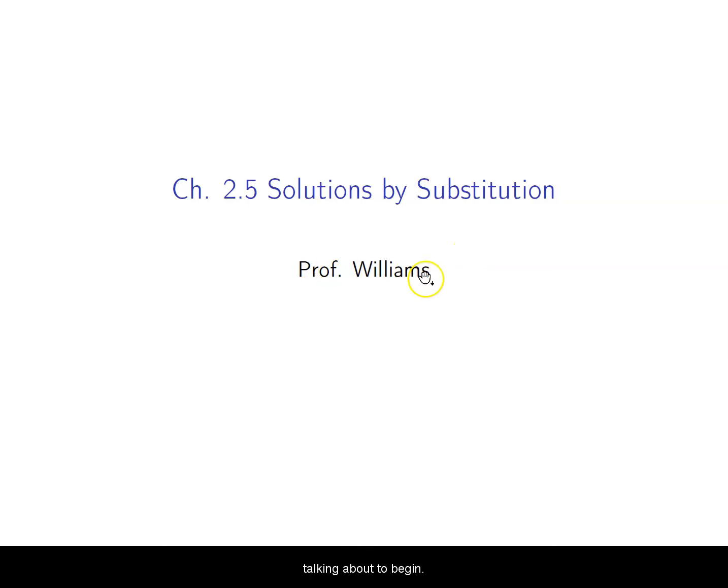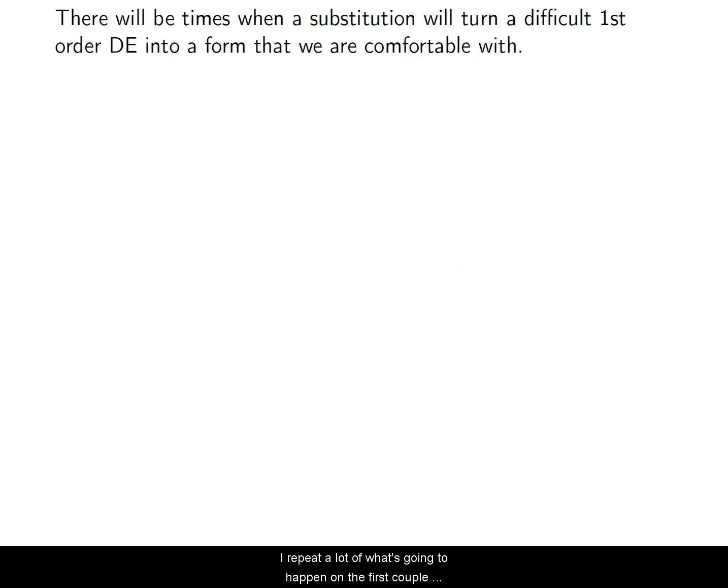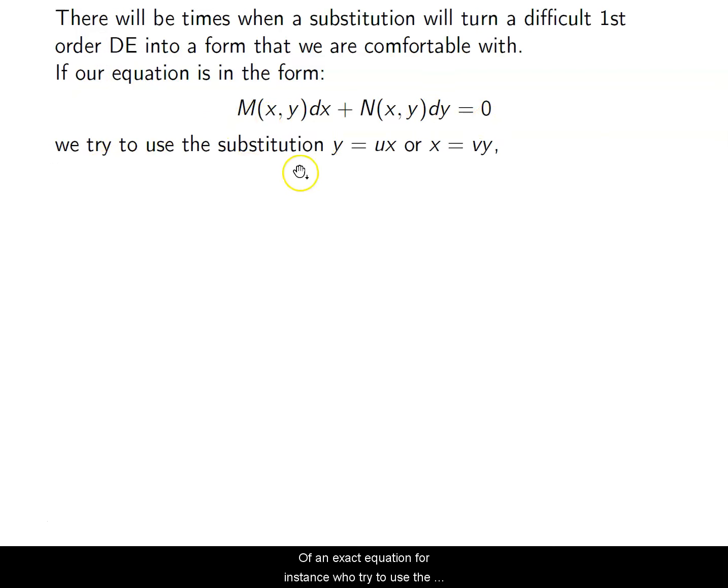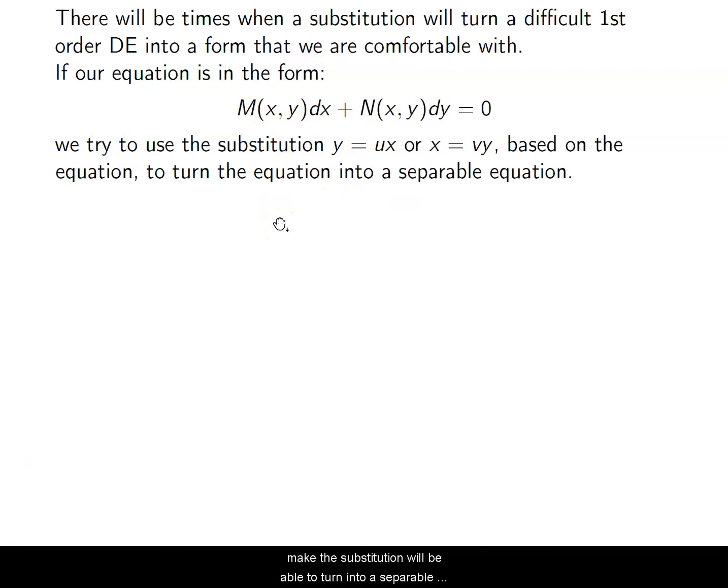Now, you know that when I talk and ramble at the beginning, I repeat a lot of what's going to happen on the first couple of slides. So we'll read through them, but we'll see what happens, right? So again, just repeat. There will be times when a substitution will turn a difficult first order DE into a form that we're more comfortable with, right? So if our equation is in the form of an exact equation, for instance, we try to use the substitution y equals u of x, or x equals v times y. The substitution that we make is really based upon the equation itself, okay? And so if we have an exact form and we make this substitution, we'll be able to turn it into a separable equation, right? Which is nice because separation of variables is a fairly easy method.